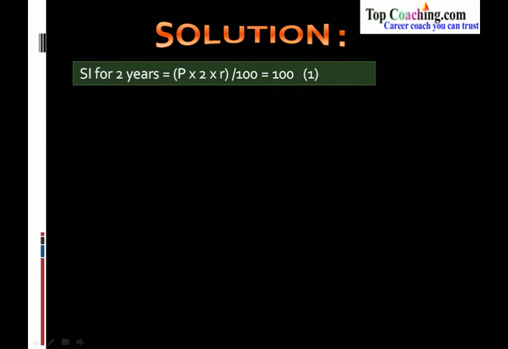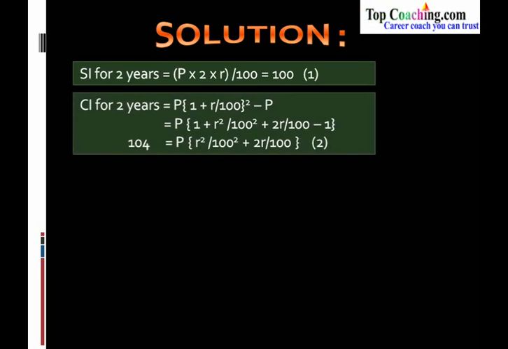Now the SI for 2 years would be P × 2 × R/100, and this is equal to 100, given to us in the problem. Let us say that this is equation number 1. Now, the compound interest for 2 years would be P(1 + R/100)² − P. So, we have taken principal as P, R is the rate percent, and for 2 years, this is the amount, and minus the principal would give us the compound interest for 2 years.